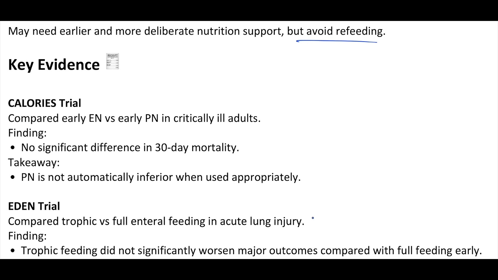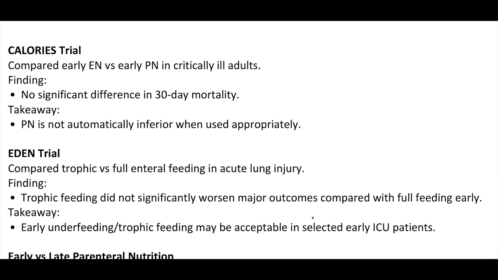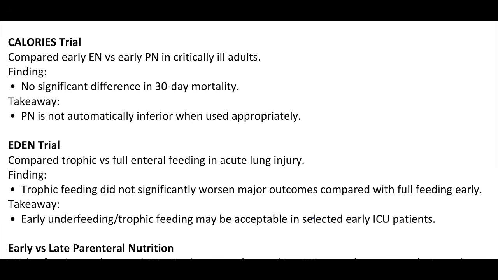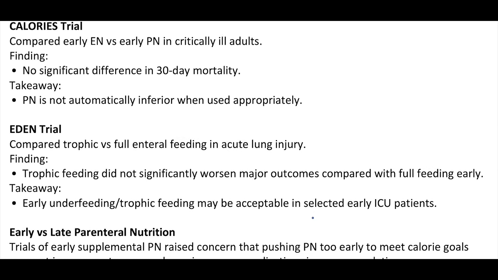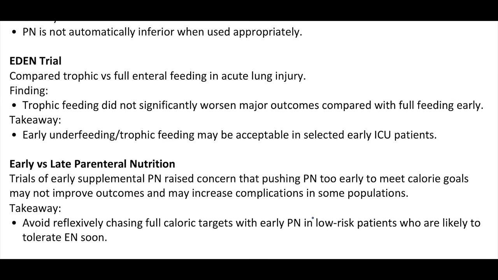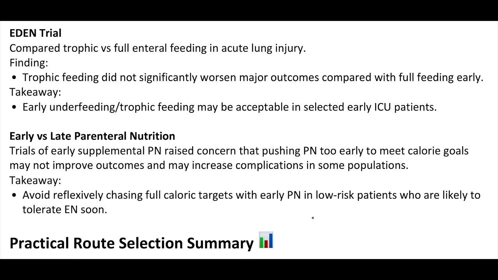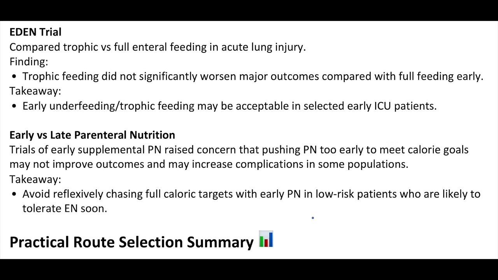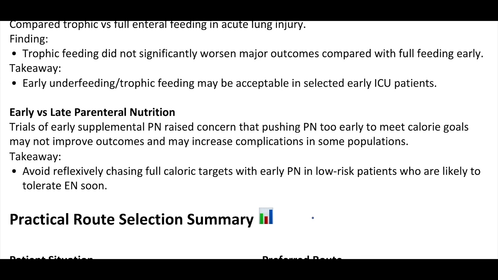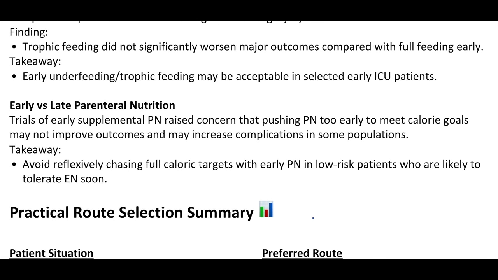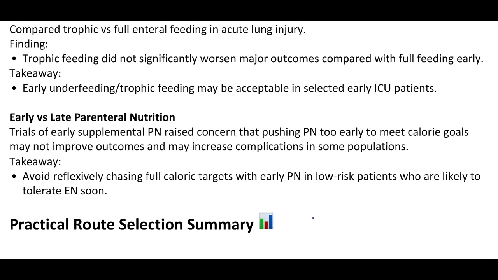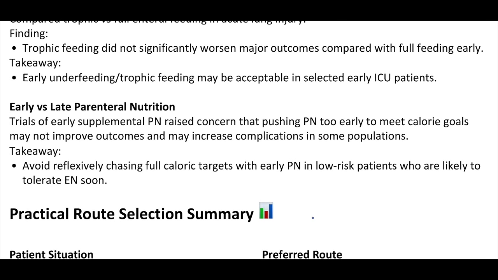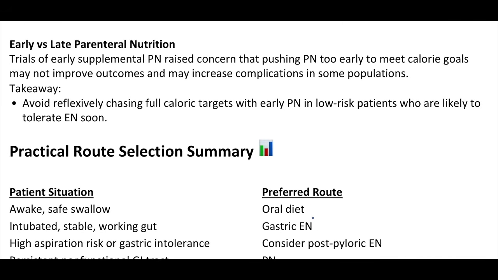A couple trials here, we won't belabor them, but we just wanted to put them here because we mentioned them in this episode. The CALORIES trial, which compared early enteral nutrition versus early parenteral nutrition: no significant difference in 30-day mortality. The EDEN trial compared trophic feeding to full enteral feeding in acute lung injury. Trophic feeding did not affect outcomes. And then early versus late parenteral nutrition, there's been a couple trials here, and the takeaway from them often is avoid reflexively chasing full caloric targets with early parenteral nutrition, but do consider parenteral nutrition in those that you've been unable to achieve adequate enteral nutrition over time.